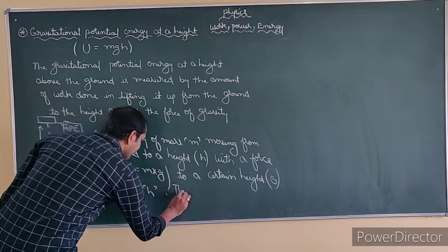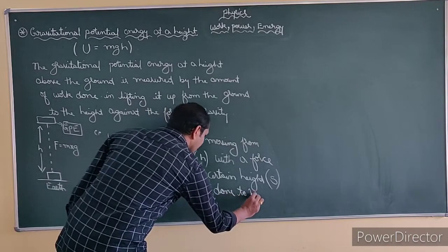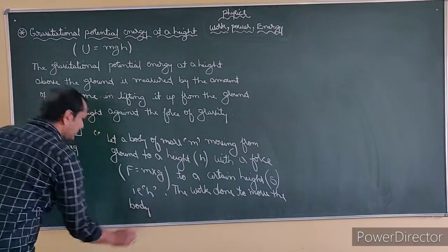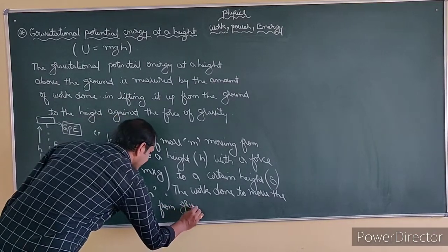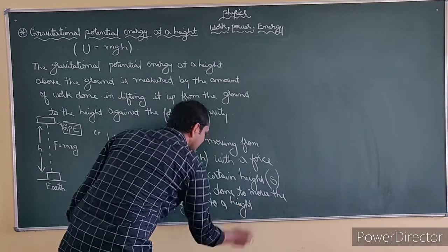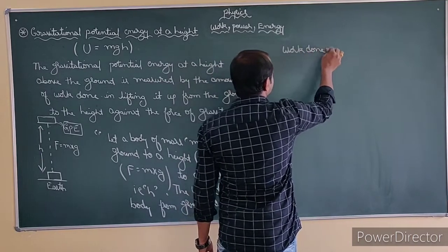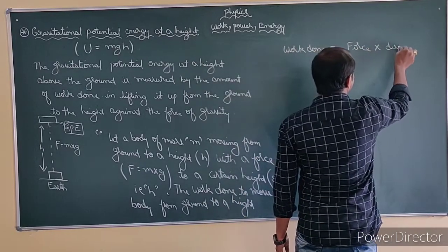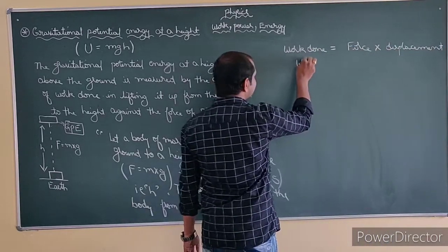So the work done to move the body from the ground to a height is given by the expression: work done is equal to force into displacement. Right.